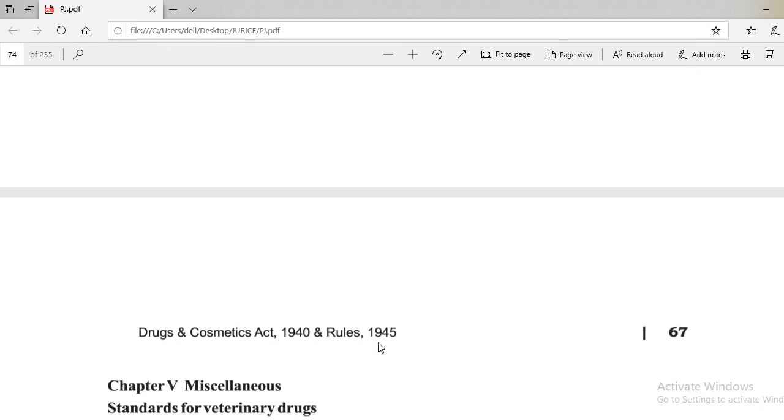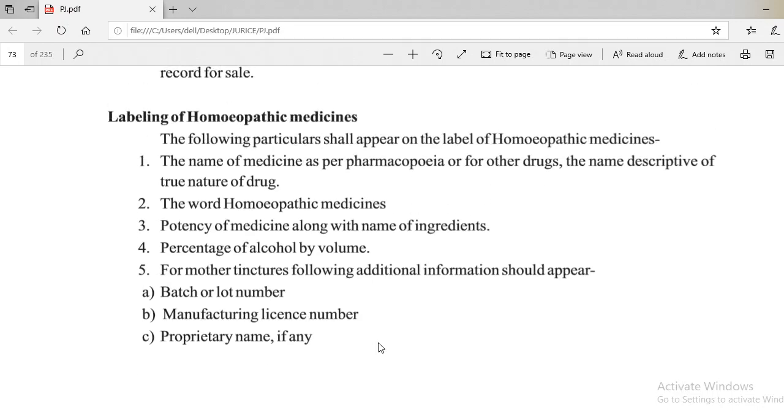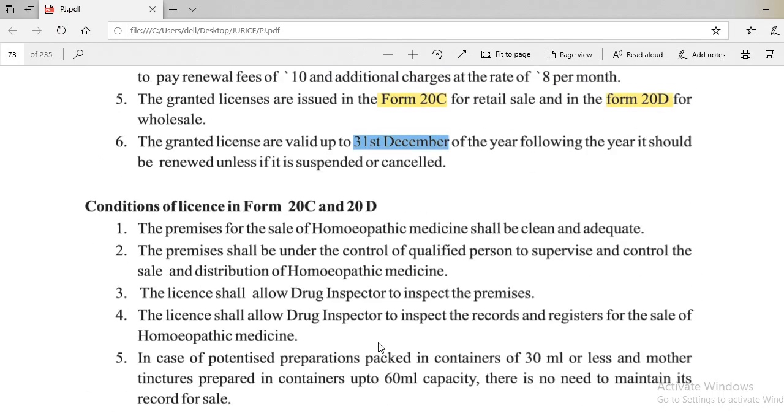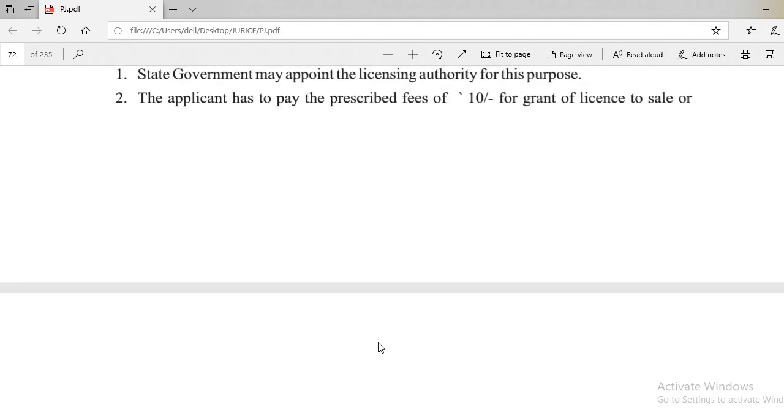So I think this is about the homeopathic as well as Ayurvedic drugs. Everything we have seen: labeling, conditions to grant the license, manufacturing conditions, whether Ayurvedic drugs do not require a selling license while homeopathic drugs require a selling license. Everything we have seen about Ayurveda and homeopathy. Now here I am giving you your next assignment. So what is this next assignment?